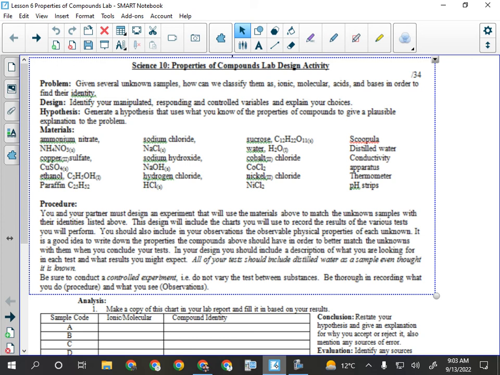So if we're breaking that down, simplifying it, writing it in our own words, basically we're trying to identify unknowns from their physical properties. Put that in your own words in the form of a question. What we're trying to do is identify unknowns from just their physical properties.